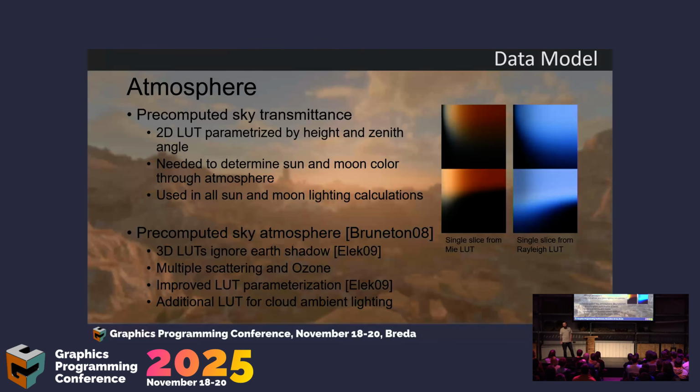For the sky color, we pre-compute Mie and Rayleigh lookup textures by ignoring earth shadows. We can reduce the dimension from 4D to 3D, as proposed by Bruneton, sorry, by Alex, which makes it way cheaper to sample. We also found that multiple scattering and ozone are really important to create realistic results. One more lookup texture is generated with the spherical integration of the skylight, and it's used mostly for cloud lighting.